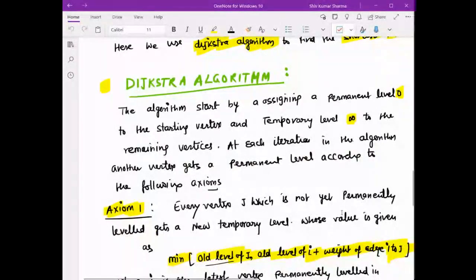This is Dijkstra's algorithm, a very important algorithm to determine the shortest path for a weighted graph. Without a weighted graph, we can simply count only the edges, the number of edges we have visited from the source to the last destination.